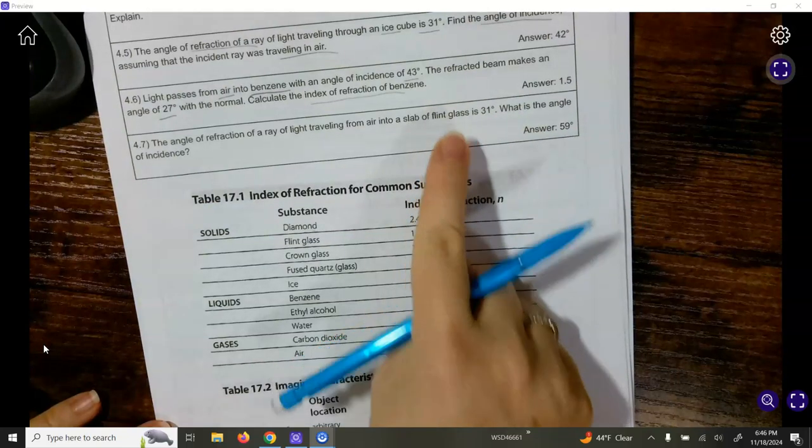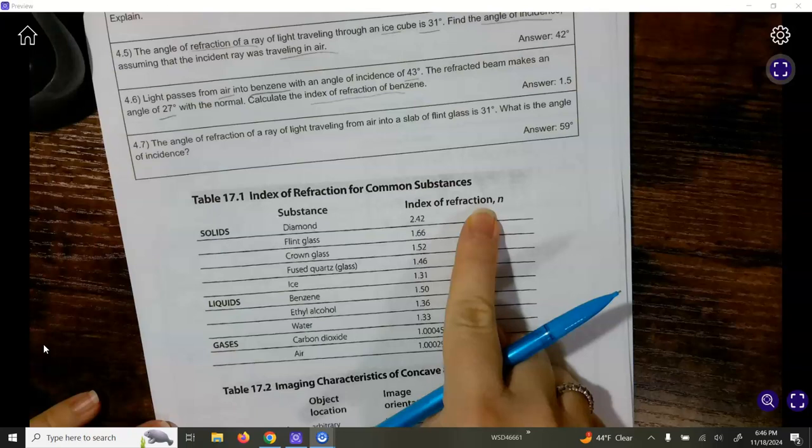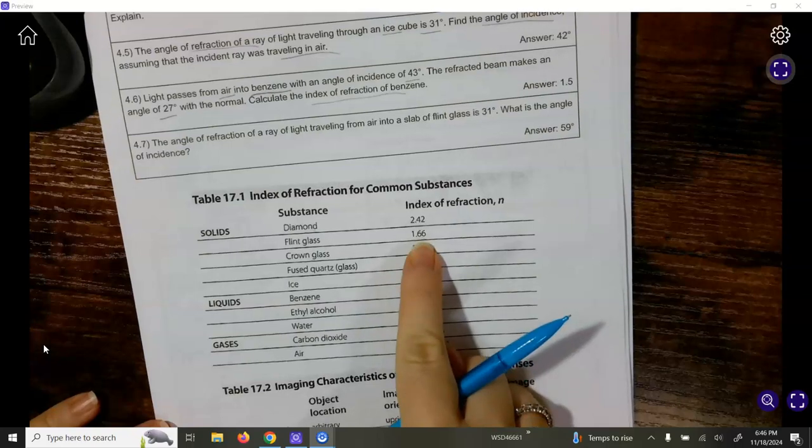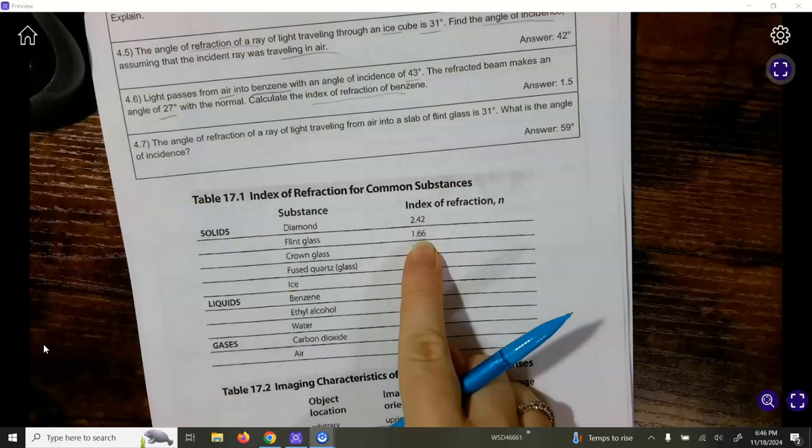So what's going to change? The index of refraction, okay? Instead of using the ice index of refraction, we're going to go up here to the flint glass number, 1.66. It's literally the same problem. You can go back through and look at 4.5 and just do the same math, but plug in a different number. So let's take a look.